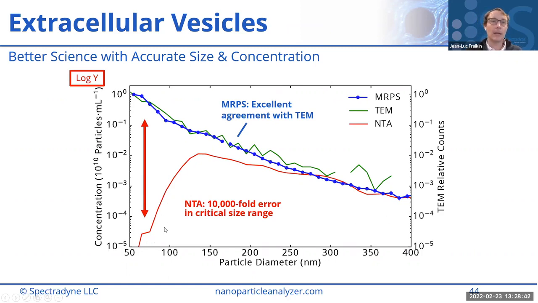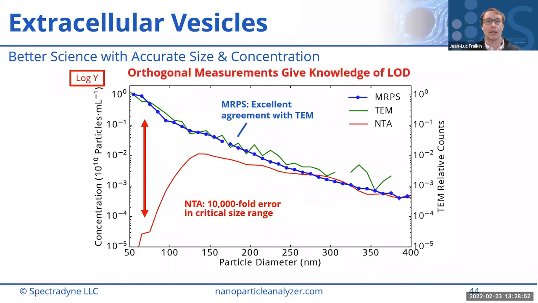And for EVs, this is a major problem because this is a critical size range for EVs, right? 50 to 200 nanometers is the bread and butter of EV size range. So this is an example where I hope you're seeing the advantages of using orthogonal measurements to understand what's really in the sample and ultimately tell us about the limit of detection of the NTA instrument, right?